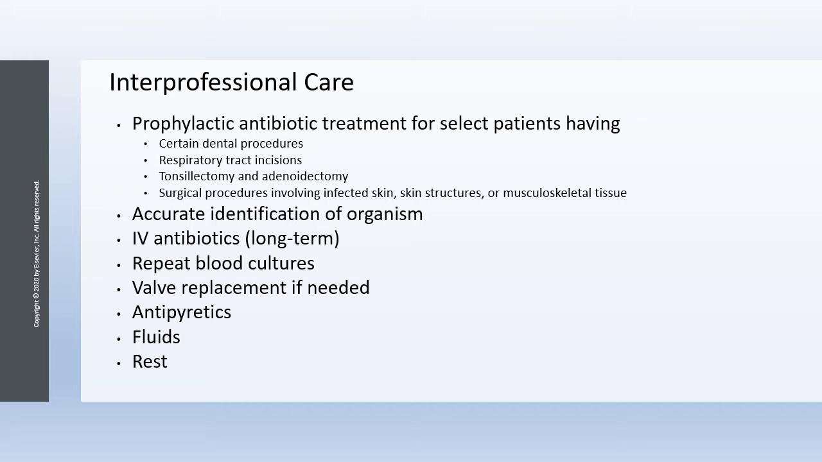Following these conditions or procedures, they need prophylactic antibiotics. Oral, such as dental manipulation involving the gums or roots of the teeth, or dental manipulation involving puncture of the oral mucosa. Respiratory, such as respiratory tract incisions, an example would be a biopsy, or a tonsillectomy or adenoidectomy. And surgical procedures that involve infected skin, skin structures, and musculoskeletal tissue.